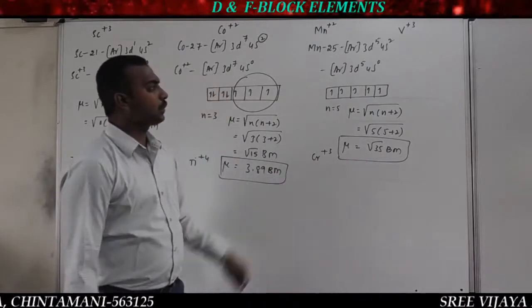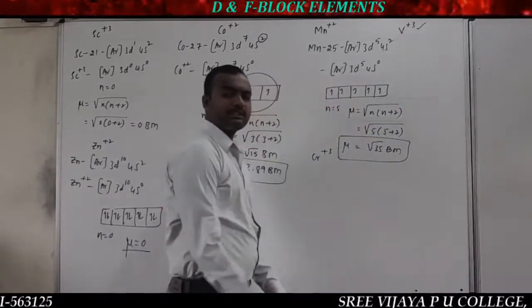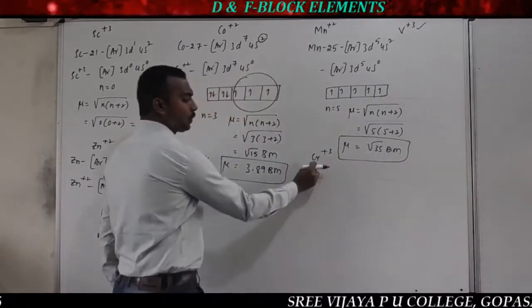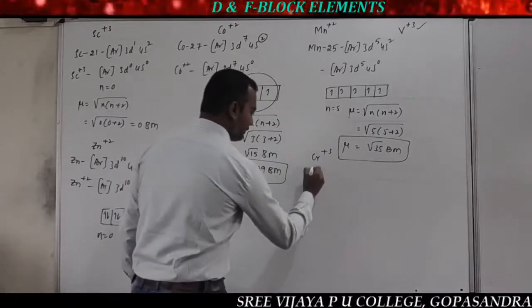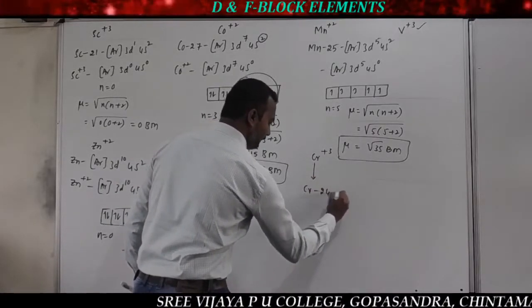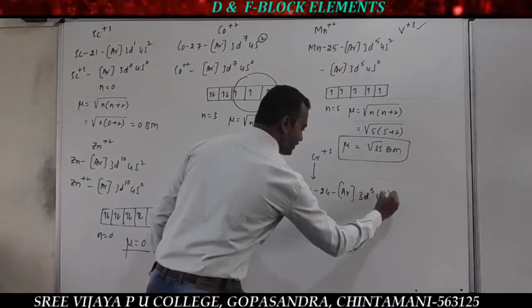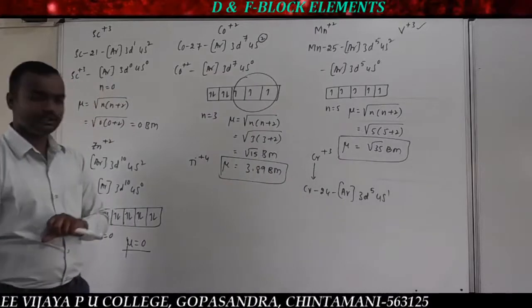Next, take chromium plus 3 and vanadium plus 3; calculate them yourself and see what you get. When calculating chromium plus 3, be careful about the chromium. Chromium has the atomic number 24. It has an exceptional electronic configuration, argon 3d5 4s1. That is the configuration for chromium.